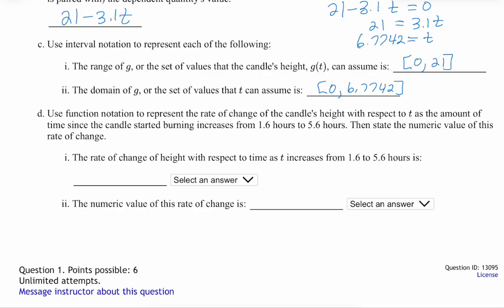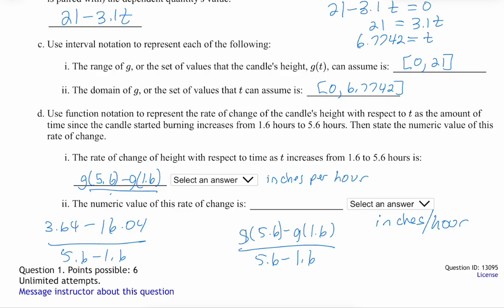And then finally, our last thing here says use function notation to represent the rate of change of the candle's height with respect to time as the amount of time since the candle started burning increases from 1.6 to 5.6. So the rate of change of the height, remember it's ending minus beginning. Now yours and mine might be slightly different. So for mine, it would be 5.6 minus 1.6. So then you have to divide, I got negative 12.4 by 4. So I get negative 3.1.